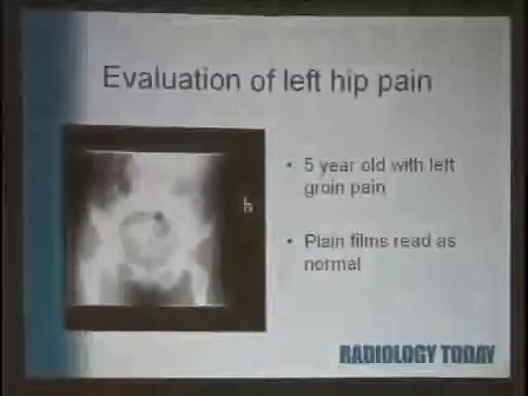So now, MRI. Oh, sorry. Yeah, sorry. My husband does MRI, so he's watching to make sure I don't give anything away.